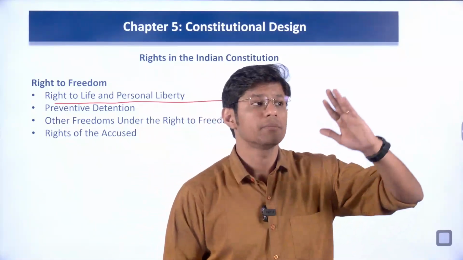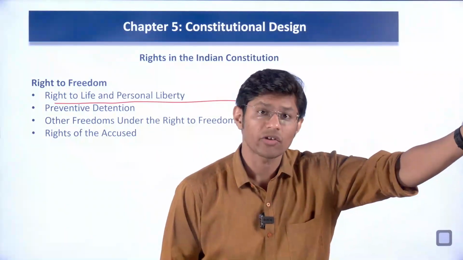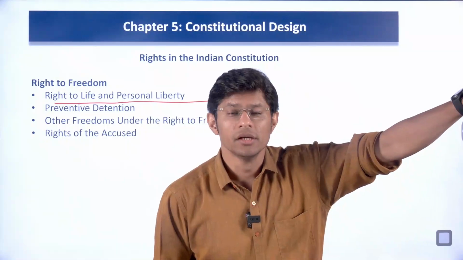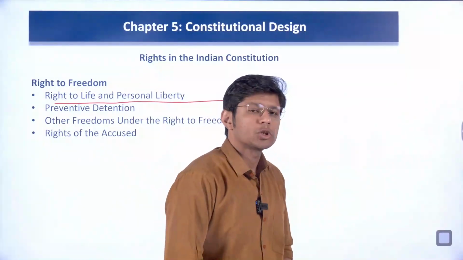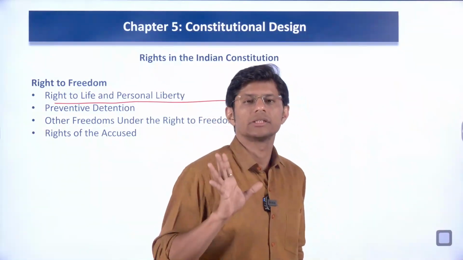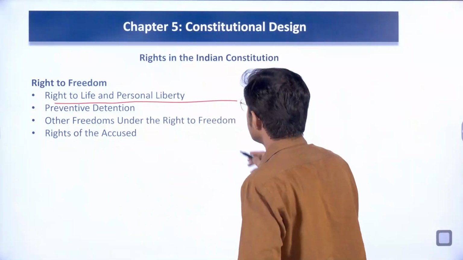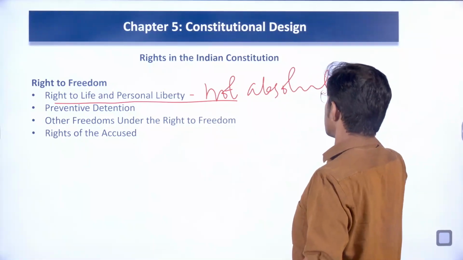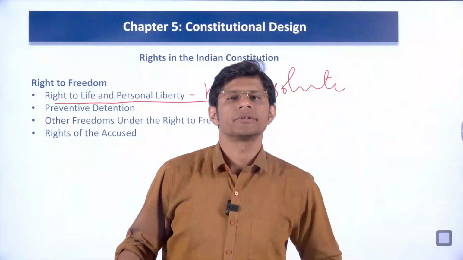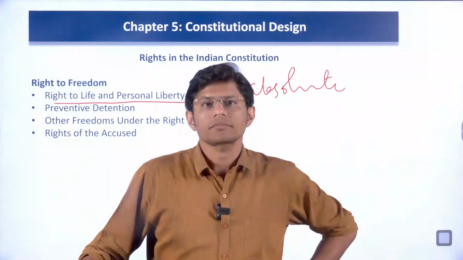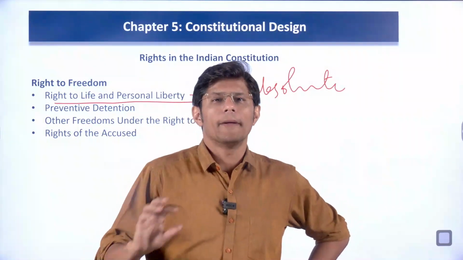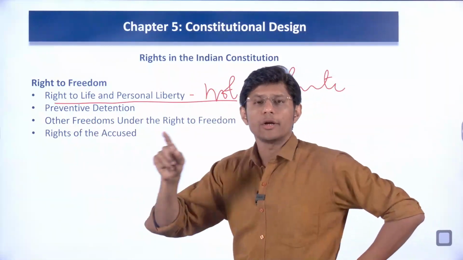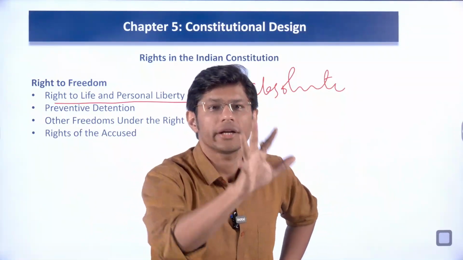Let's say if you have committed a murder, then life can be taken away by announcing capital punishment. And personal liberty can also be taken away, but there is a due process, which means right to life and personal liberty, they are not absolute, they are limited, they are restricted. Understood? Now, this essentially means that no one can be arrested without being informed of the reason.